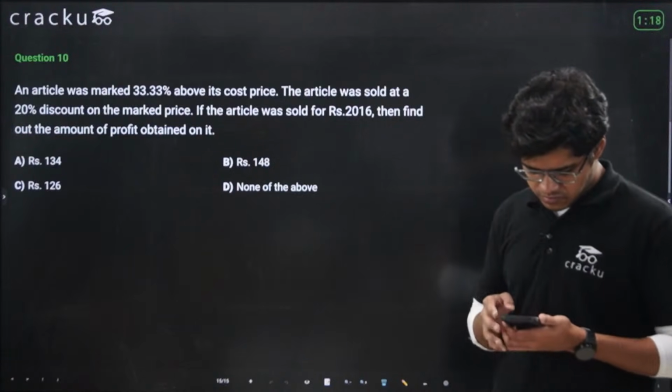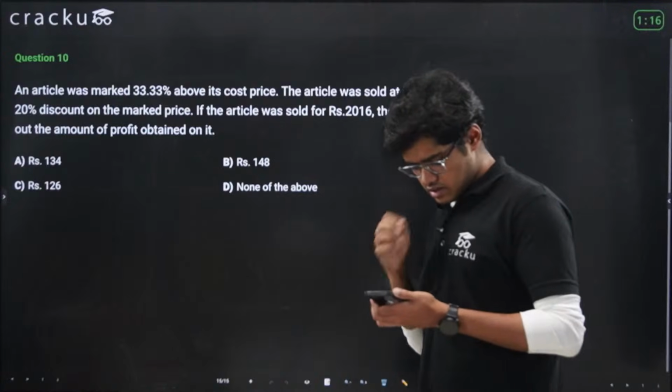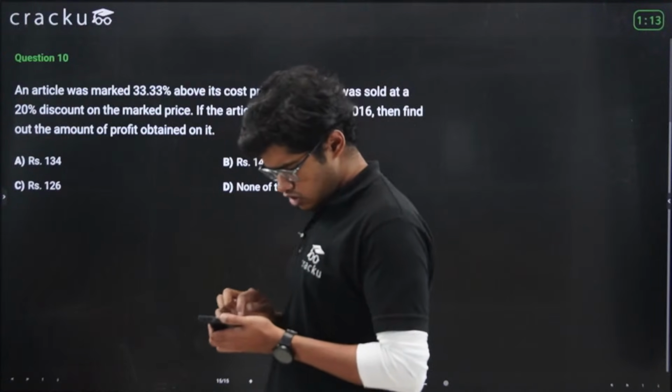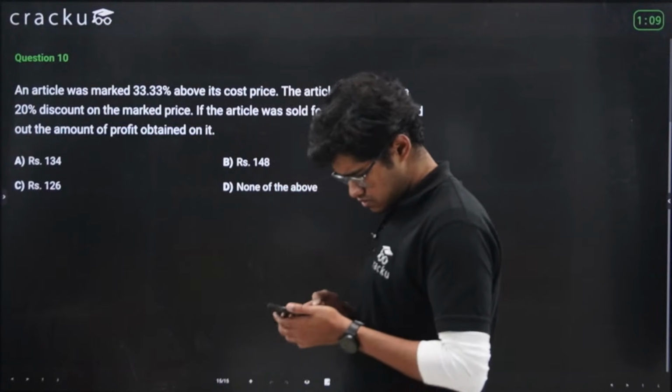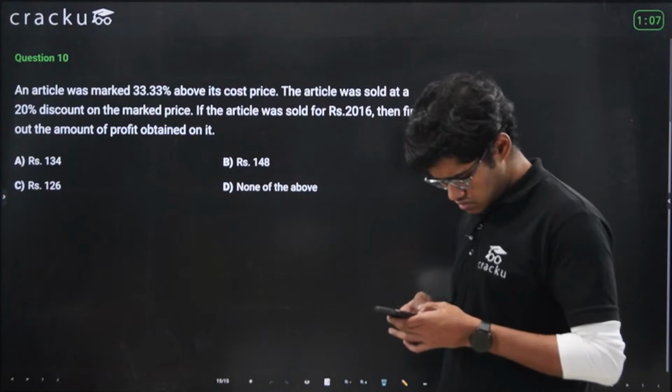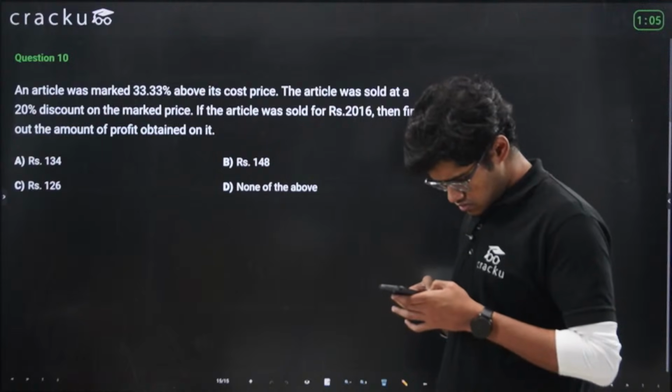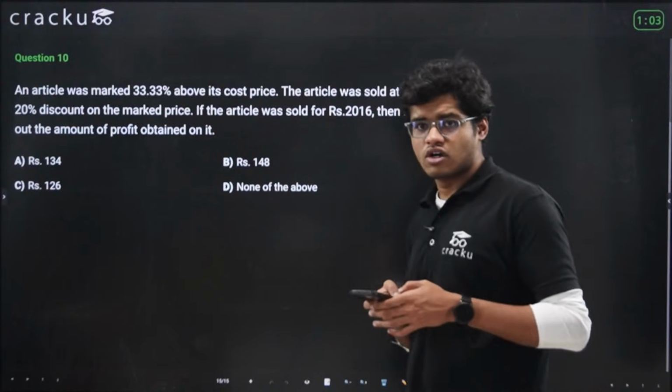Okay, admit card will be released on 3rd of December, I think. Not sure. You can just check on the site or you can check the Cracku updates. Yeah, it will be released on 3rd December.